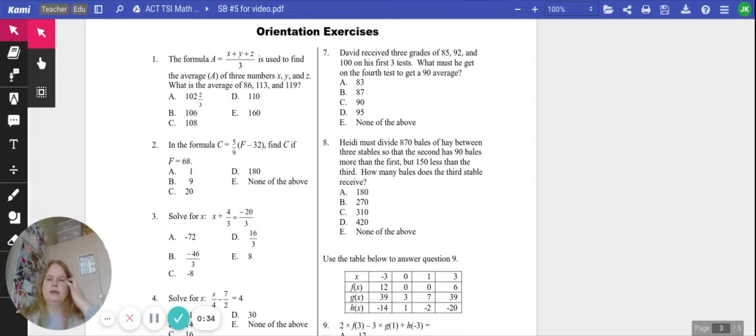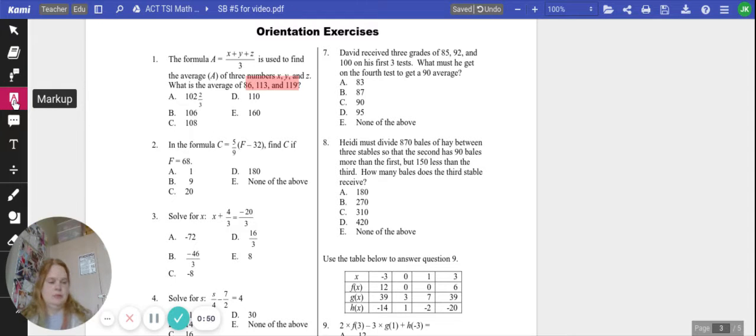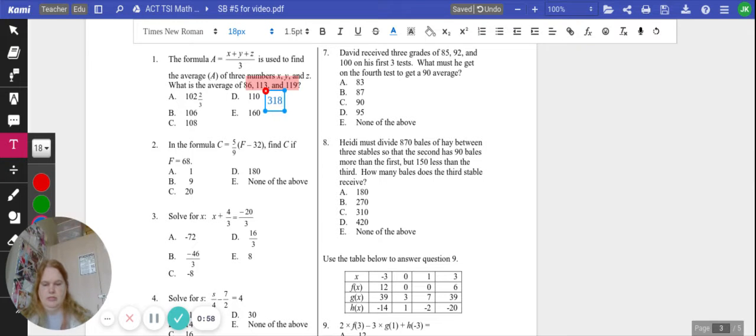All right, number 1 here, it says we have this formula to find the average. So what's the average of those three? According to our formula, we add those three numbers up, these three right here, and divide by 3. So 86 plus 113 plus 119 is 318. So I'm adding them all up. Divided by 3 is 106. So my answer is B, 106.